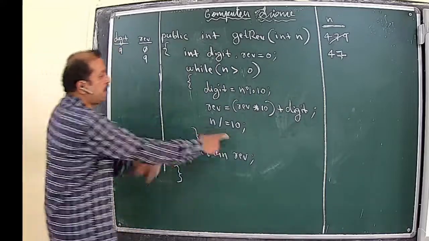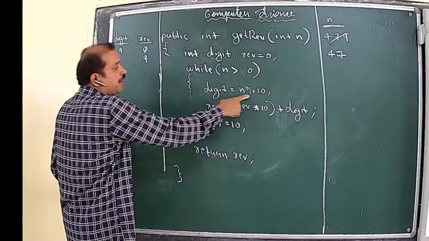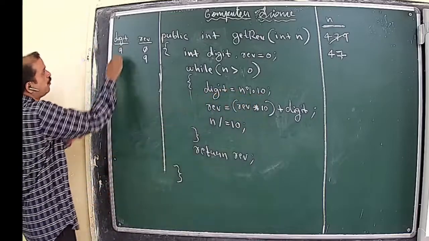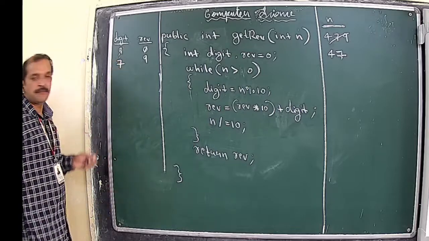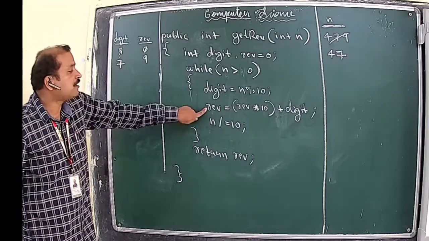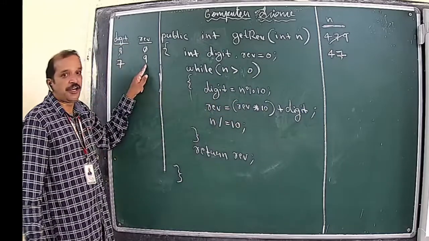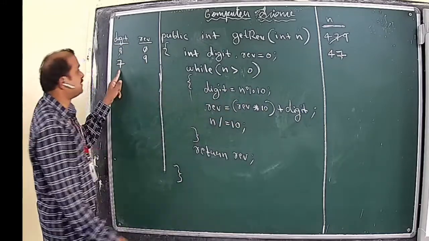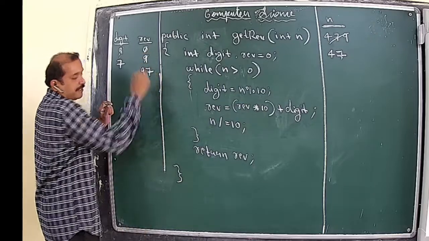So therefore, again n is greater than 0. Again digit equal to n modulus 10. 47 modulus 10. Definitely the value of digit will be 7. And again, reverse equal to reverse into 10. 9 into 10, 90, plus 7. So the value of reverse is going to be 97.